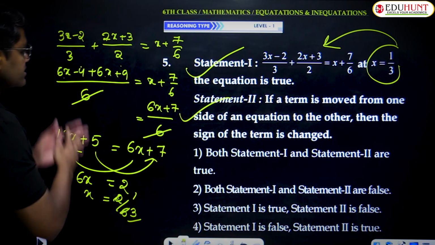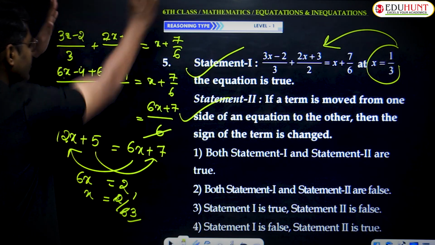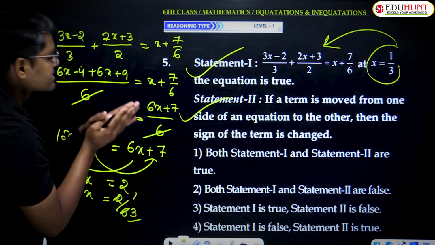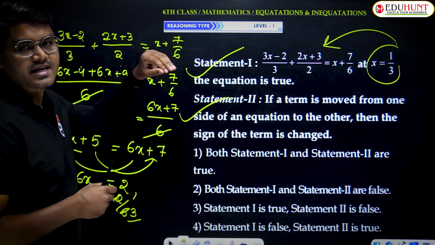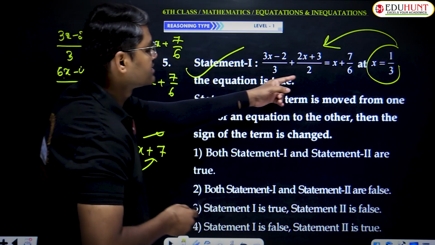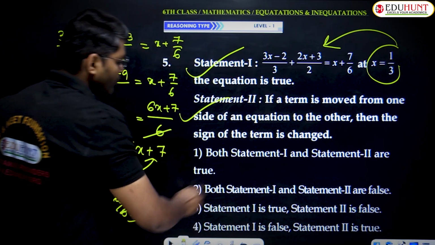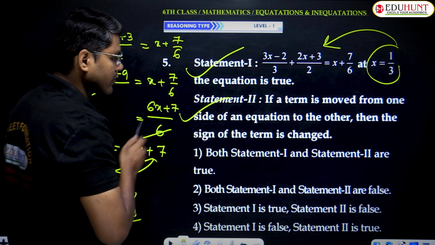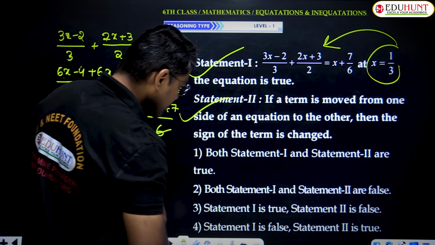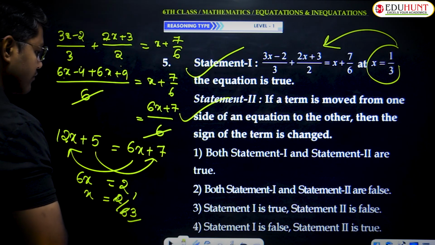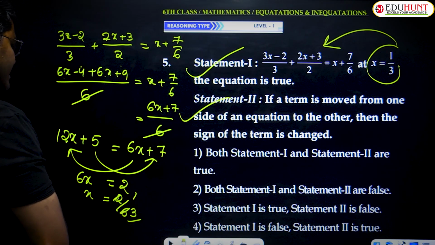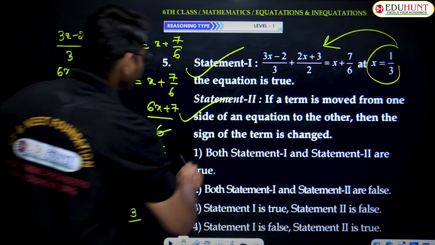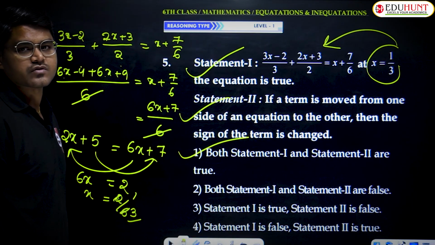Whenever we move the terms from one side to another side, we have to change the signs. So, accordingly, this is solved. So, both the statements 1 and 2 are true. Both the statements false. Statement 1 is true, statement 2 is false. So, option 1 is the correct answer for this question.